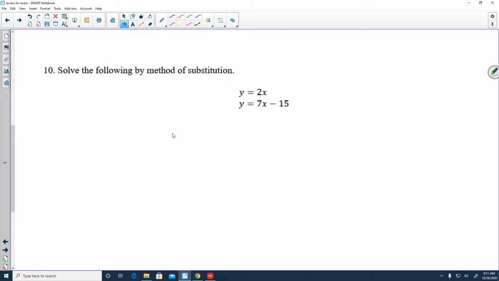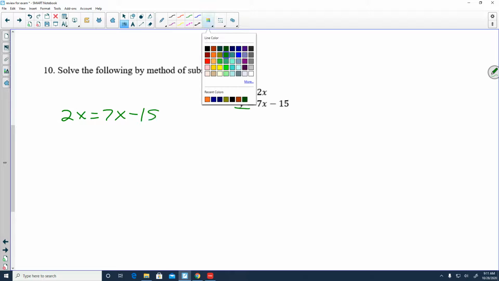So here we have two things that are equal to y. So since they're both equal to y, that means they have to be equal to each other. So I'm going to set 2x equal to 7x minus 15. The reason I can do that is because, again, they're both equal to y. So since they're both equal to y, they have to both be equal to each other. Okay, so now I'm just going to solve for x.